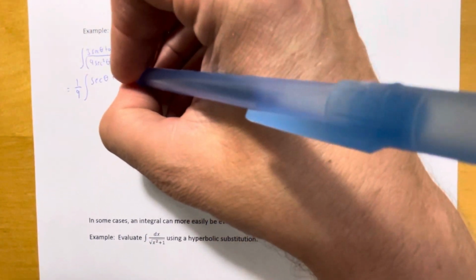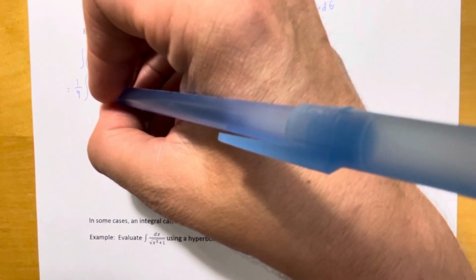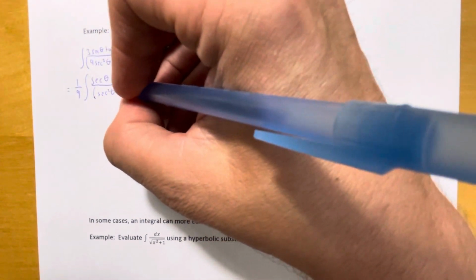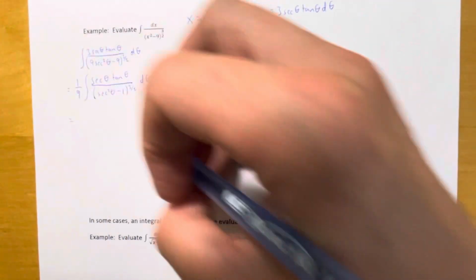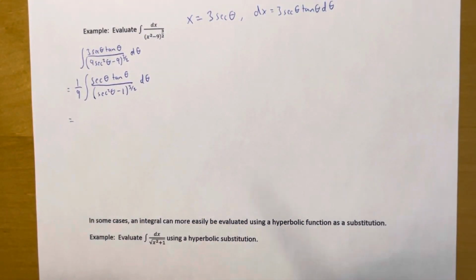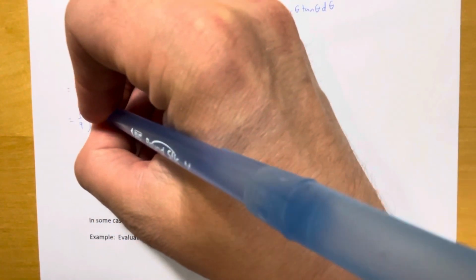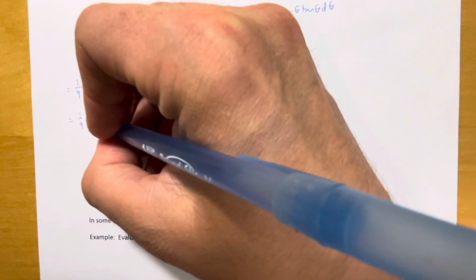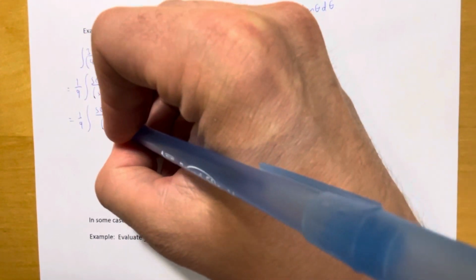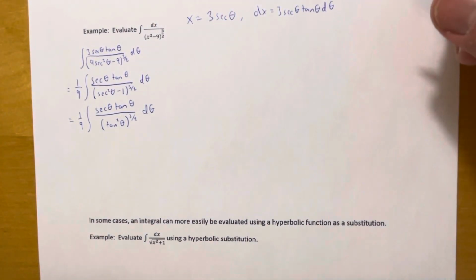Secant theta, tangent theta. Down here, I'm going to have secant squared of theta minus 1 now. I've dealt with the 9 that was there. That's to the 3/2 power. There's a d theta right there. The whole point of this substitution was to get that secant squared minus 1, because that is the same thing as tangent squared. So I can write this as 1/9 times secant of theta, tangent of theta, all over tangent squared of theta to the 3/2 power, and there's my d theta right there.